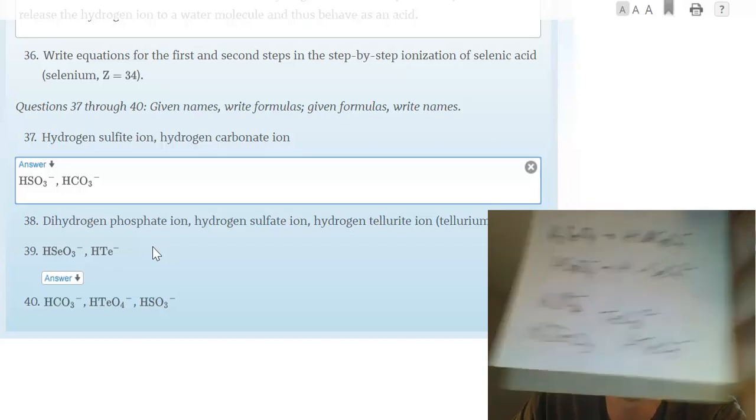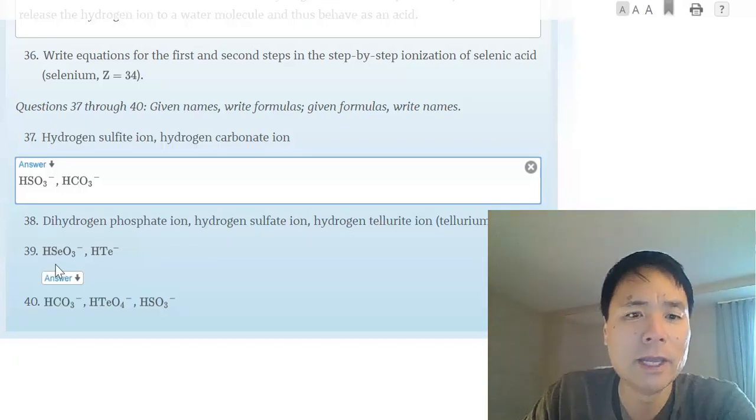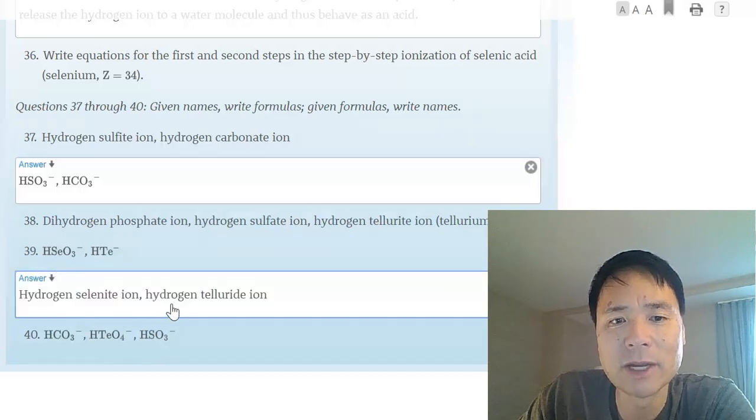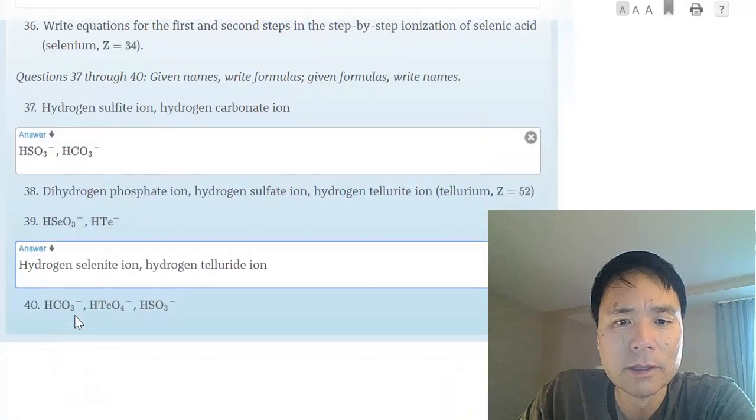Let's continue on here. HSeO3 minus, okay. SeO4 2 minus is selenate, so this must be selenite here, and that must be hydrogen selenite ion. And this is a telluride, Te2 minus is telluride with an IDE. So this is going to be the hydrogen telluride ion. Okay, that's what we got there.